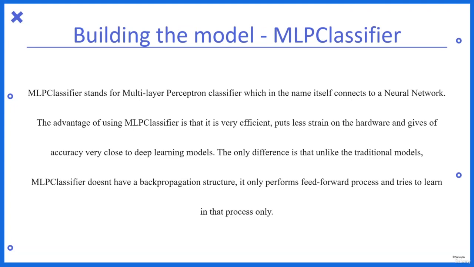Now building the model. Now MLP classifier stands for multi-layer perceptron classifier, which in the name itself connects to a neural network structure, right? The advantage of using MLP classifier is that it is very efficient, puts less strain on the hardware, and gives off accuracy which is close to what I would say to a deep learning model, right, in comparison. The only difference is that unlike the traditional deep learning models, MLP classifier doesn't have a backpropagation structure. It only performs feed forward process and tries to learn in that process only.